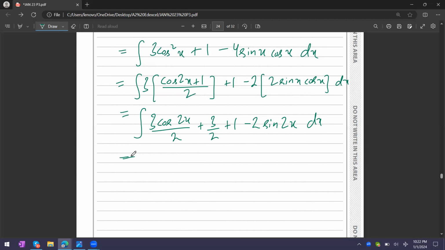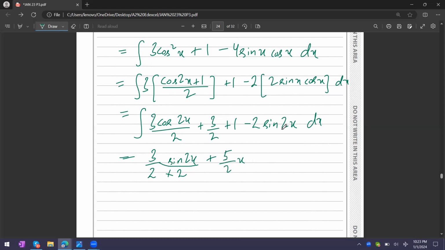Now we can start the integration. Obviously, you can do that faster. So this will be 3 by 2 sine 2x and divide by the derivative of the angle also, which is 2. 3 by 2 plus 1 is 5 by 2. So integration of that will be 5 by 2 x.